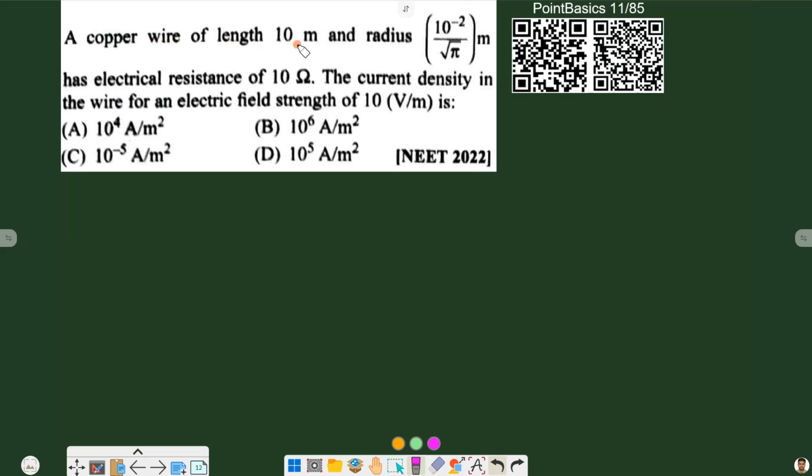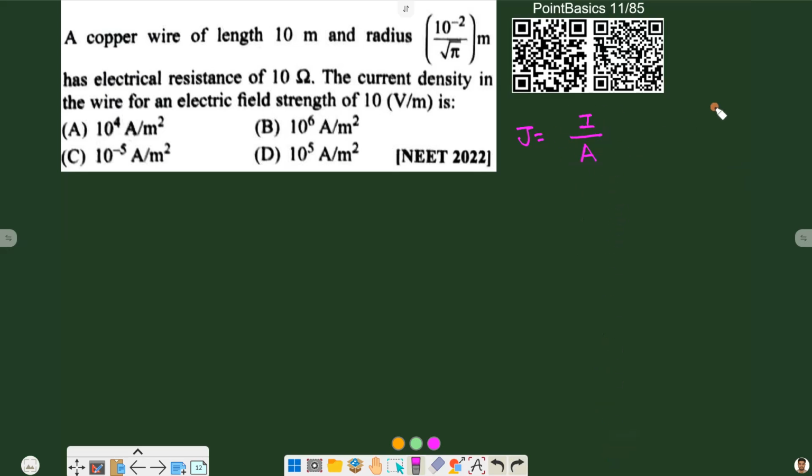Copper wire of length 10 meter and radius 10 raised to power minus 2 by root pi meter has a resistance of 10 ohm. Current density in the wire for an electric field strength of 10 volt per meter is. So here we have to find out current density, and we know current density is given by J, and J is equal to I by A.